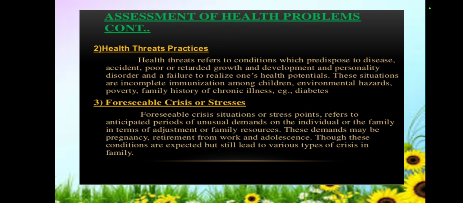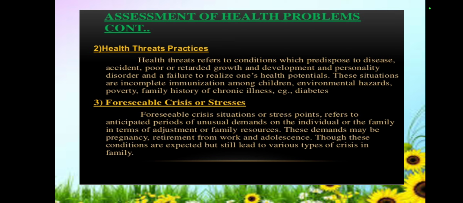And then pag sabihin natin foreseeable crisis or foreseeable stress or what we call stress points, sila po ay mga situations which refers to anticipated periods of unusual demands on the individual or the family in terms of adjustments of family resources. So foreseeable crisis is about the anticipated na mga periods in which nagkakaroon ng unusual demands kasi nagkaroon ng changes sa family structure such as nabuntis yung nanay, nabuntis yung anak, nag-aral yung anak, namatay yung anak, namatay yung tatay, nagka-retire, nawala sa trabaho.